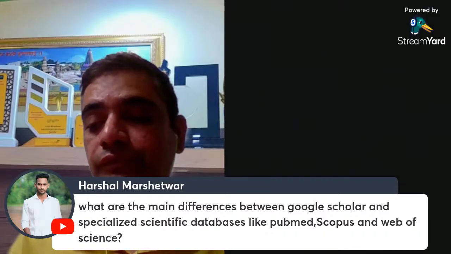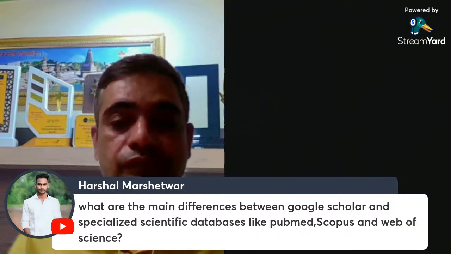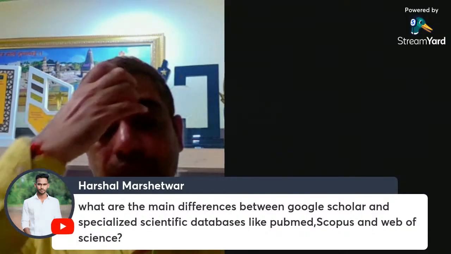For example, PubMed and Scopus are specialized databases for many things. And Google Scholar gives a broader coverage, across all disciplines. So that is purpose and coverage, and also source quality.